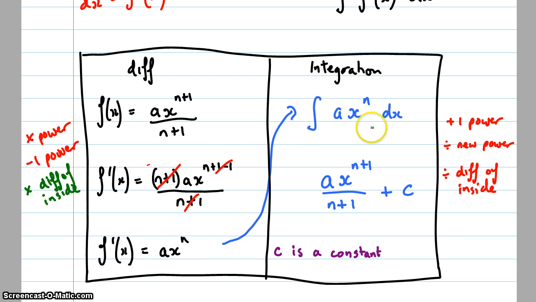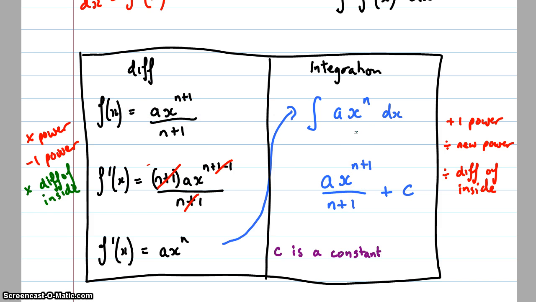Now if I integrate this, I'm virtually going to do the reverse of what I've done over here. So I'm going to add 1 to the power, divide by the new power, and then divide by the diff of the inside, virtually the reverse, as you can see over here. So I add 1 to the power, make it n plus 1, I divide by the new power, which is n plus 1, and then I divide by the diff of the inside. In this case there is no diff of the inside. Now I should get back to what I had originally, and that's exactly right.